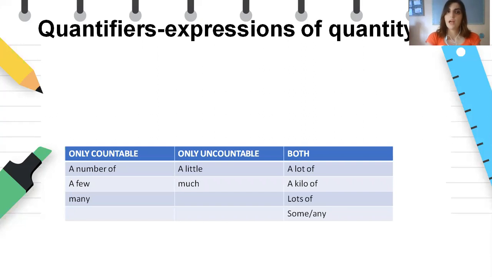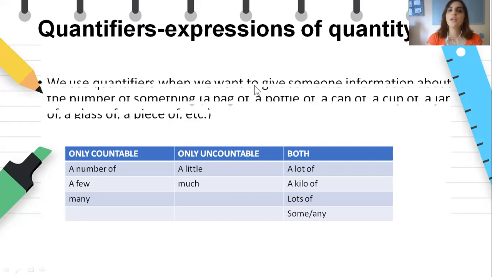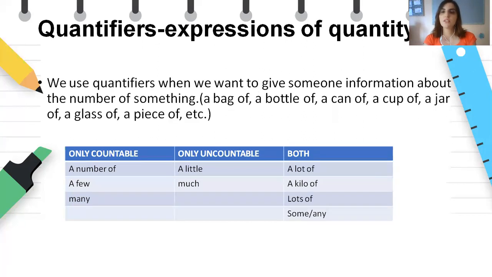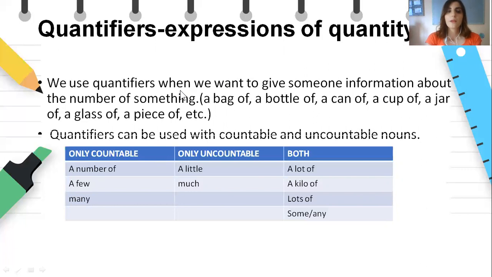And we come to the part with quantifiers, or expressions of quantity. We use quantifiers when we want to give someone information about the amount of something. For example, a bag of chips, a bottle of milk, a can of Coke, a cup of tea, a jar of jam, a glass of water, a piece of cake, etc.